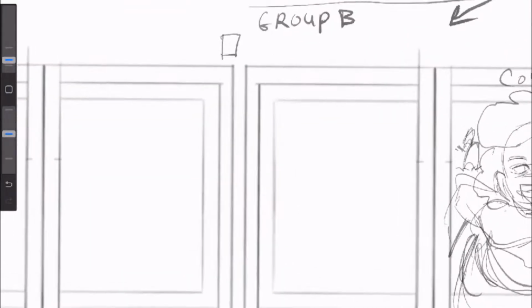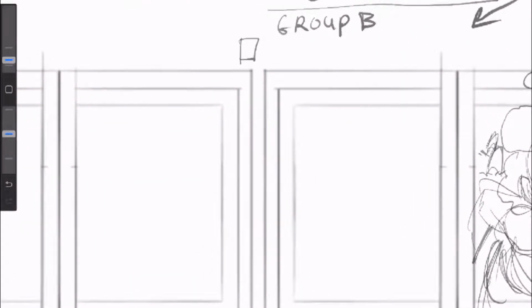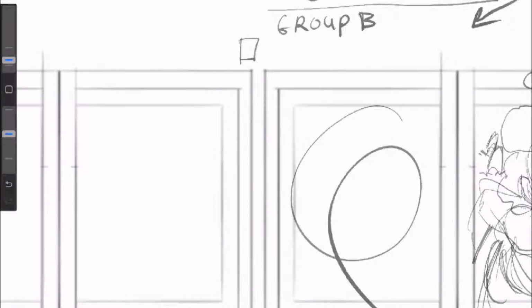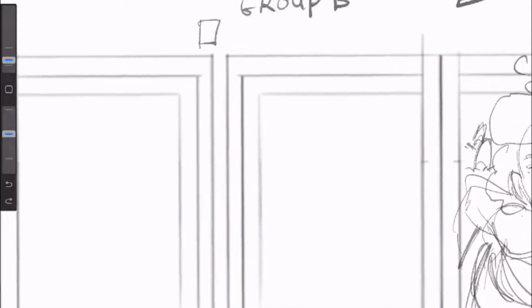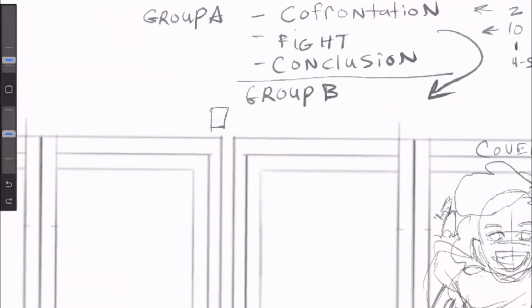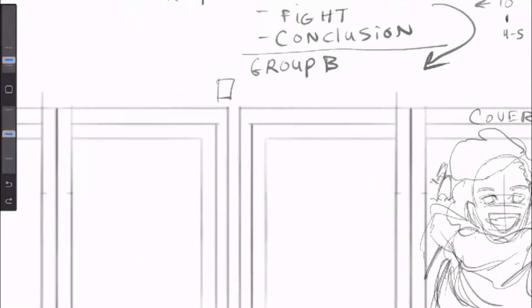The other thing is I usually don't like to do a double page joint first. I like to do the left page and then go into the double page. So the first page always ends up with a page turn. I almost forgot about that actually.